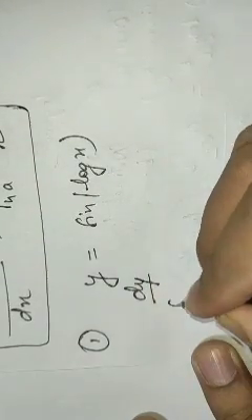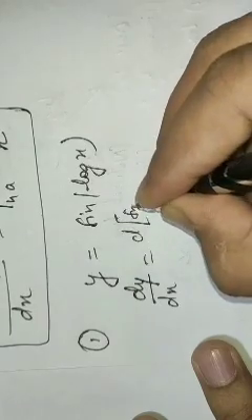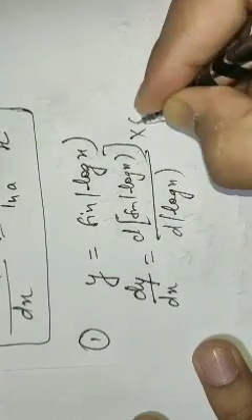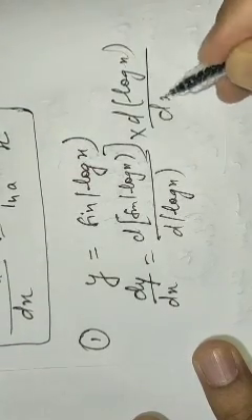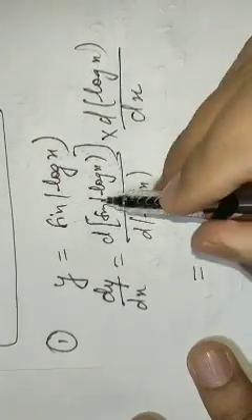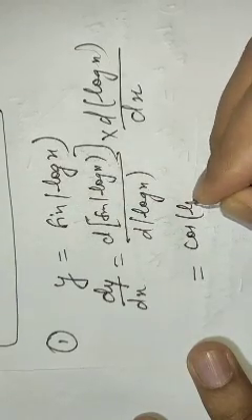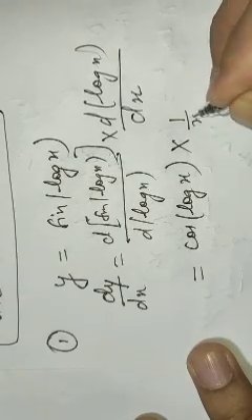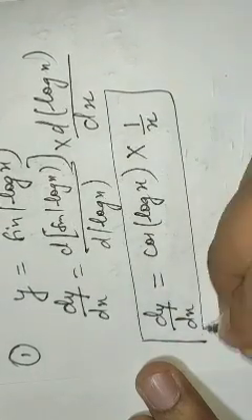We have to apply the chain rule. Here sine is a function of log x, so we have to differentiate sine with respect to log x. Then we have to differentiate log x with respect to x, because log is a function of x. This is the chain rule. Differentiation of sine X with respect to X is cos X, and X is log x. The differentiation of log x will be 1 by x. So dy by dx is cos of log x into 1 by x.